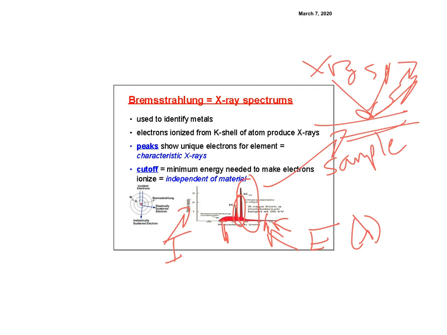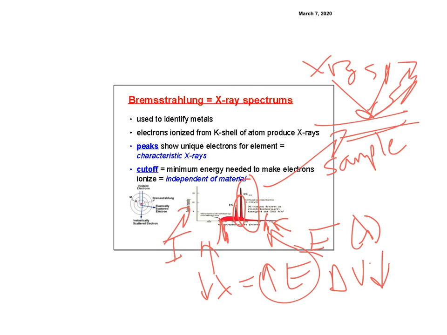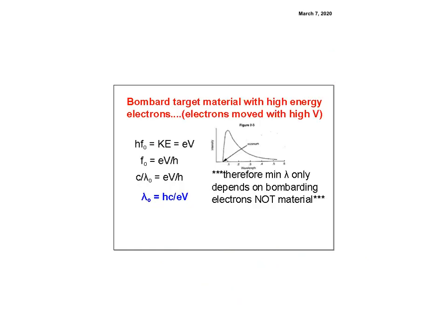If you're at a lower lambda, that means it's a higher energy. So if your potential difference is too small, then you might not have enough energy to make it meet this point. Let's say the highest energy x-rays I put in are over here, then I won't see those peaks. So that's what this is talking about, but it's only from the K shell, that first shell we saw. The peaks show unique electrons for the element, which are characteristic x-rays, and the cutoff is the minimum energy, but it's independent of the material. It's just so that you can actually see whatever you see.